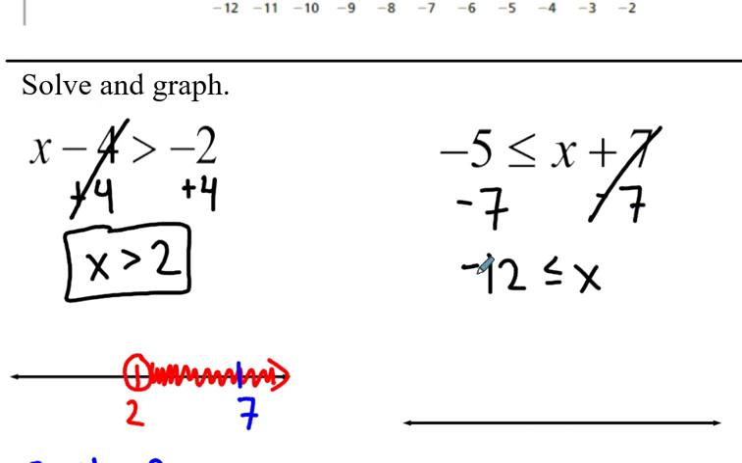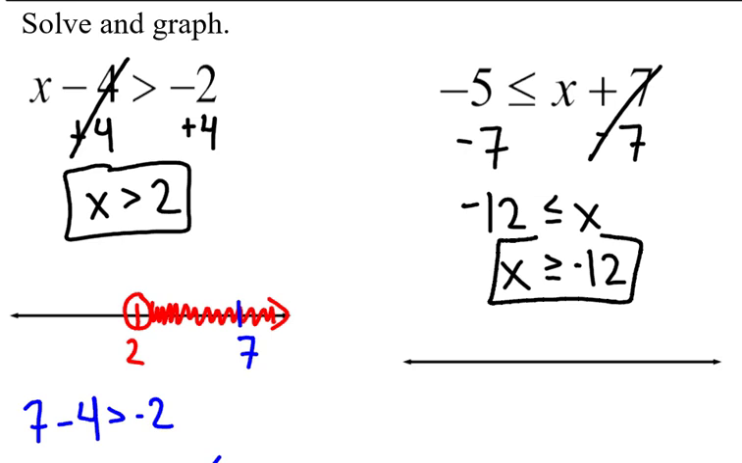So here I have negative 12 is less than or equal to x. X represents all my answers. When I write an inequality, I want my variable to come first so that it will match my graph. If negative 12 is smaller than x, that means if I write my x first, x has to be bigger than negative 12. It's like saying Sally is shorter than George, so George has to be taller than Sally. There's my answer. X has to be greater than or equal to negative 12.